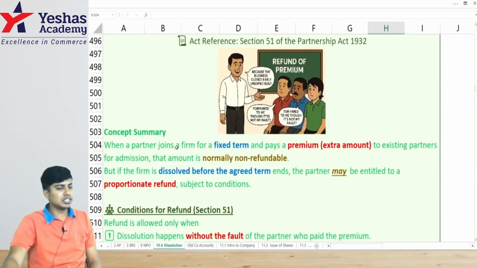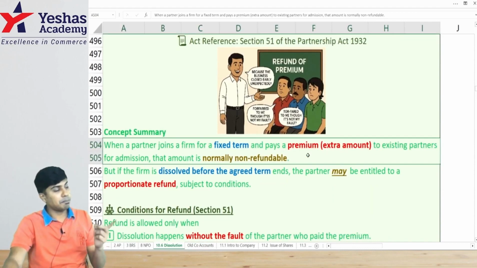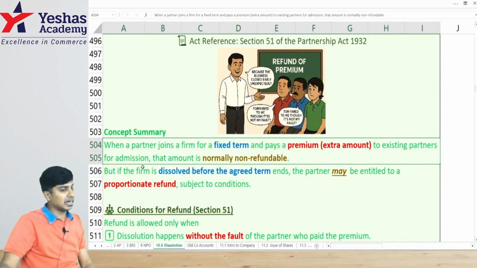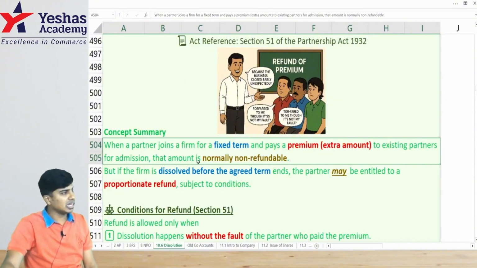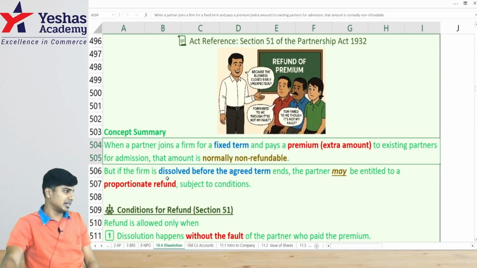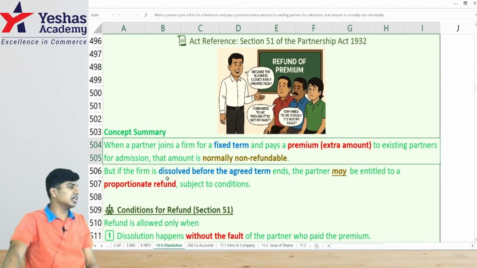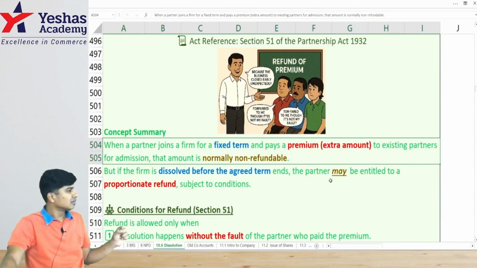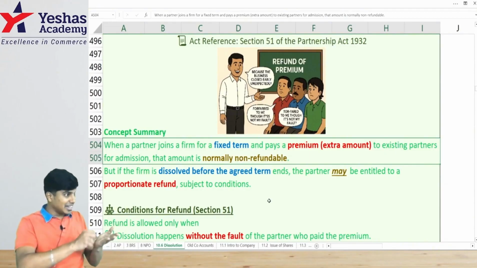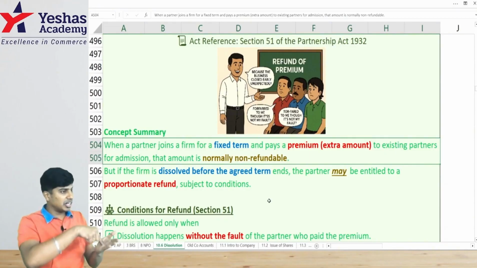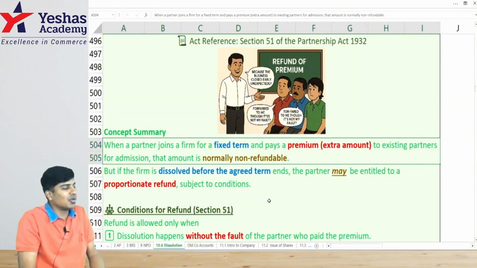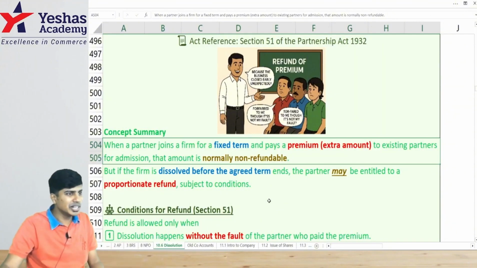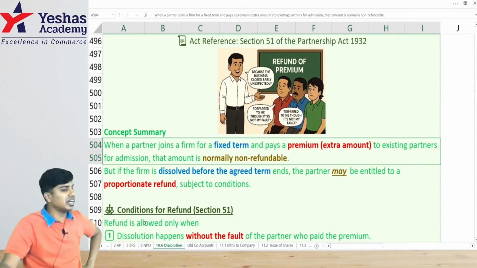See this? When a partner joins a firm for a fixed term and pays a premium, which is an extra amount, to existing partners for admission, that amount is normally non-refundable. But if the firm is dissolved before the agreed term, we agreed for 10 years and you are dissolving the firm at the end of the 3rd year, then you may have to give me the money. Why have I used the word may? There are conditions. It should not be because of my fault. And if in the partnership agreement you have written that in no case will the refund be made, then again I won't get it. Why? Because I signed it. So it may be refunded proportionately.